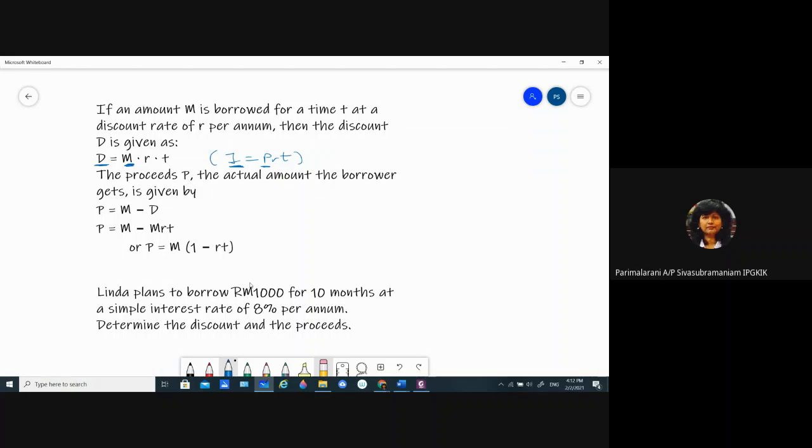1,100. Yeah, say you take for 1 year, so you must pay back 1,100. The bank will give you 1,000. You go home with 1,000 ringgit. At the end of 1 year, you must pay back 1,100 ringgit.